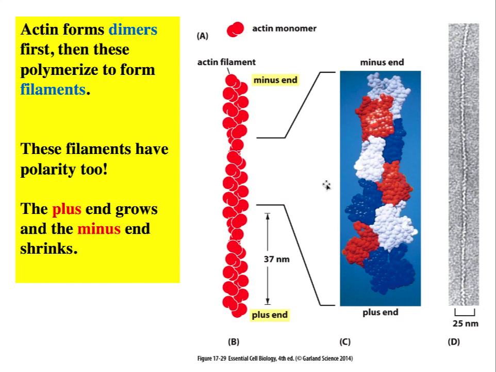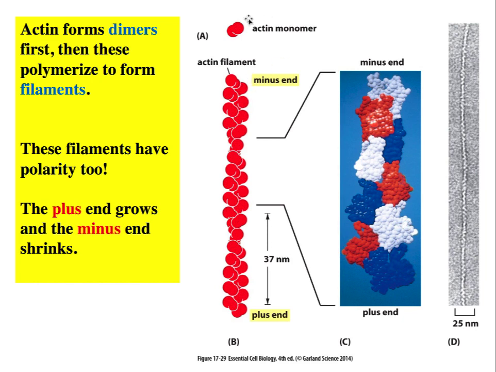A fascinating observation made by scientists with regard to actin filaments is that they do grow on the plus side. So the plus side of the filament will polymerize, whereas on the minus side, the removal of the monomers takes place. So one end is growing, the plus end, whereas the minus end is losing monomers and is shrinking. That leads to something called treadmilling.